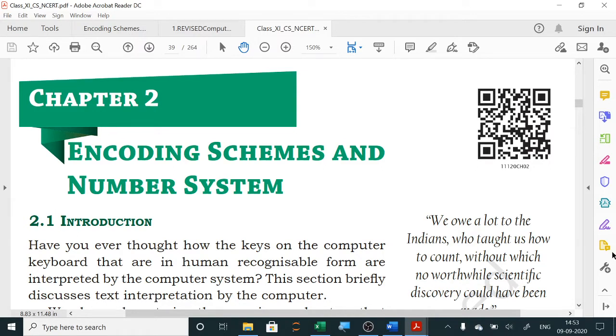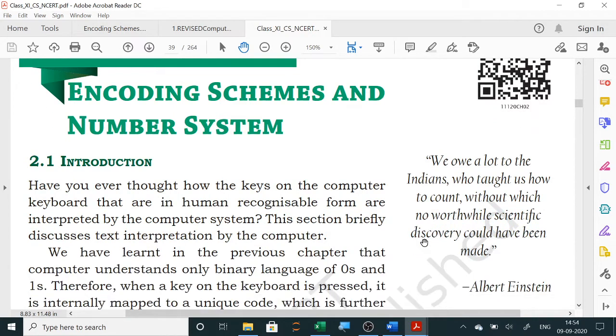Hello everyone. Now today we are going to do chapter 2, encoding schemes and number systems. Whenever we are typing anything, we are typing in a high level language, that is English-like language, but the computer is a machine. A machine can understand only the language of on and off, that is 0 and 1. 0 is off, 1 is on.